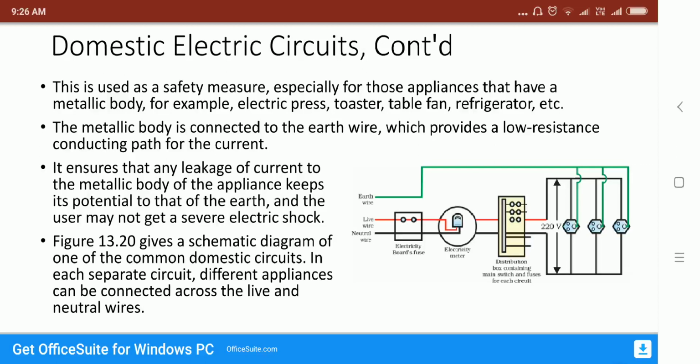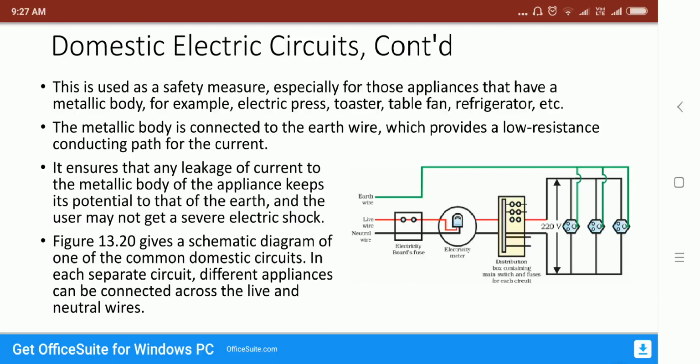So here the diagram is defined. That is a common domestic circuit. For that, separate circuits are defined for the different appliances that can be connected across the live and neutral wire. Here we can say that green color is for the earthing. It is connected with the middle pin, that is the bigger pin. One terminal is connected with the red wire, that is the live wire, positive wire, and another terminal is connected with the black wire, that is the neutral wire.